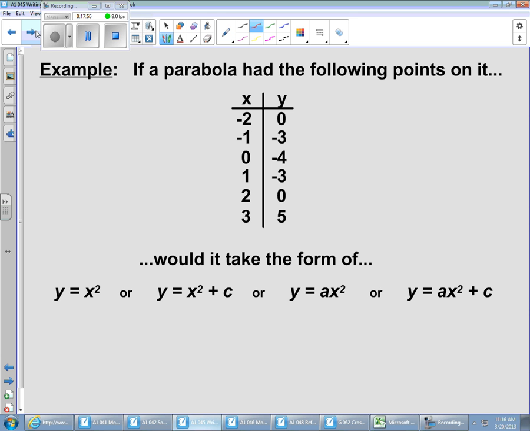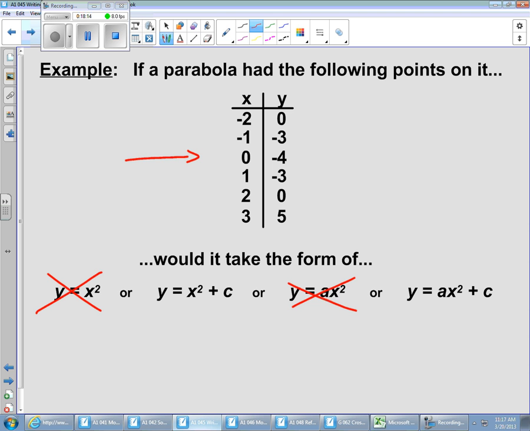Okay, well, look at it again. Okay, here's a set of points. Does this parabola need a vertical shift? Okay, there's its line of symmetry. Does it go through the origin? It does not. This one needs a vertical shift. So we would take anything out that does not have a vertical shift.